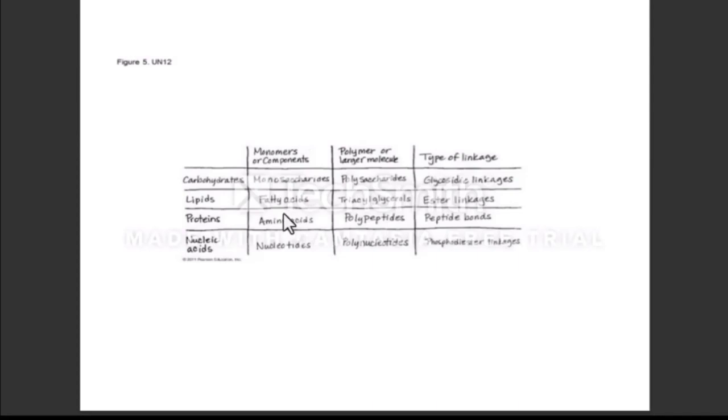Then in proteins, the monomers are amino acids. We said there are 20 of them. So you should check and do research so as to know which are the essential amino acids, which of these amino acids are basic, which of them are acidic, okay, and which of them are essential. You should know of that. So the polymer for proteins are called polypeptide, and the type of linkages that exist between amino acids in proteins are called peptide bonds. In nucleic acids, the monomers or components are called nucleotides. The polymers are the polynucleotides, okay, that form a strand. It could be an RNA strand or a DNA strand. Then the type of linkage that exists between the nucleotides are called phosphodiester linkages.